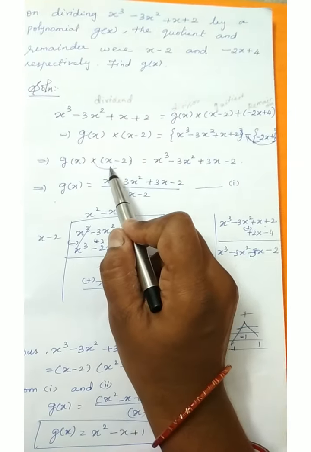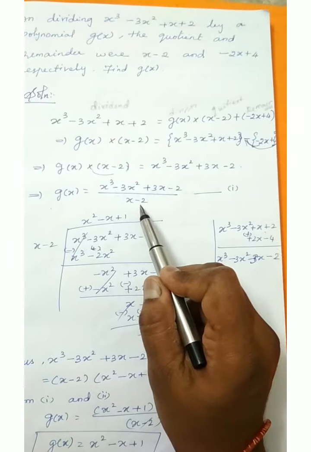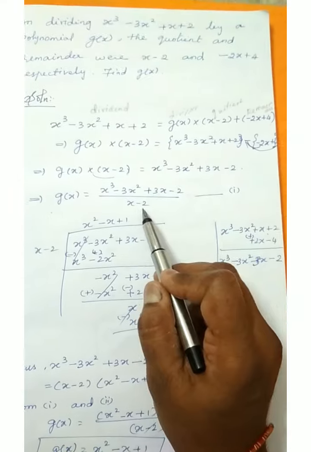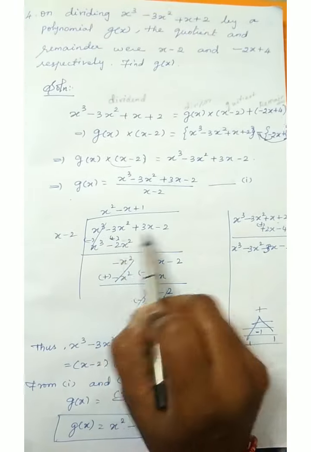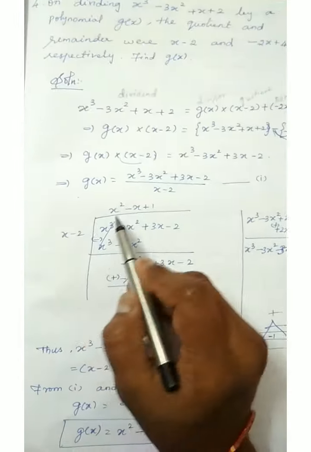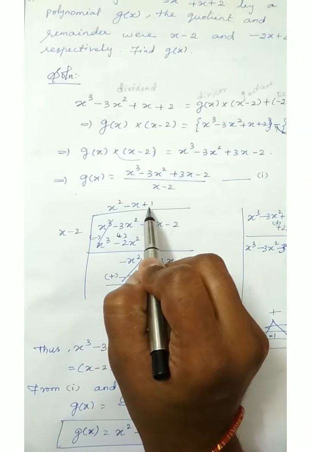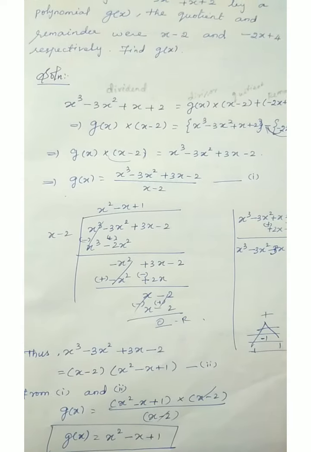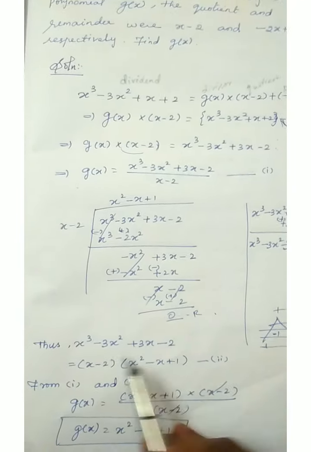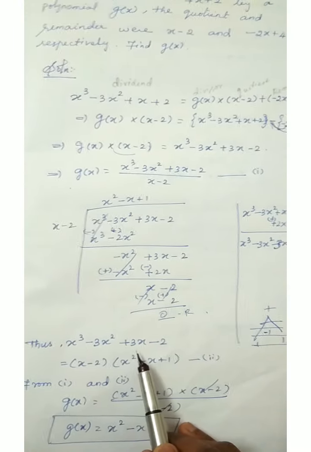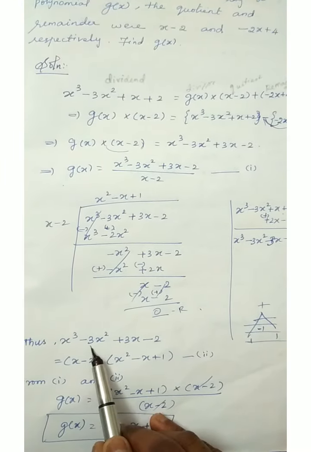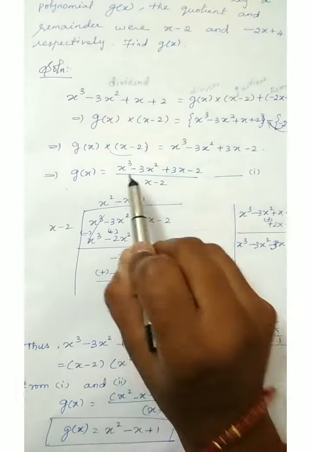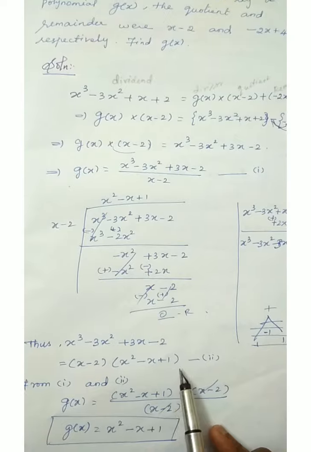This here is multiplication. If it comes to this side, it will become division. So now we are going to divide this expression by x − 2. Take it as the first equation. Now you divide it by normal division. So when you are dividing, we are getting the answer x² − x + 1, which is nothing but our answer g(x). From 1 itself we can find this is our answer. Thus, x³ − 3x² + 3x − 2, if you are factorizing this, we are getting two answers. The first divisor is x − 2 and one more is x² − x + 1.